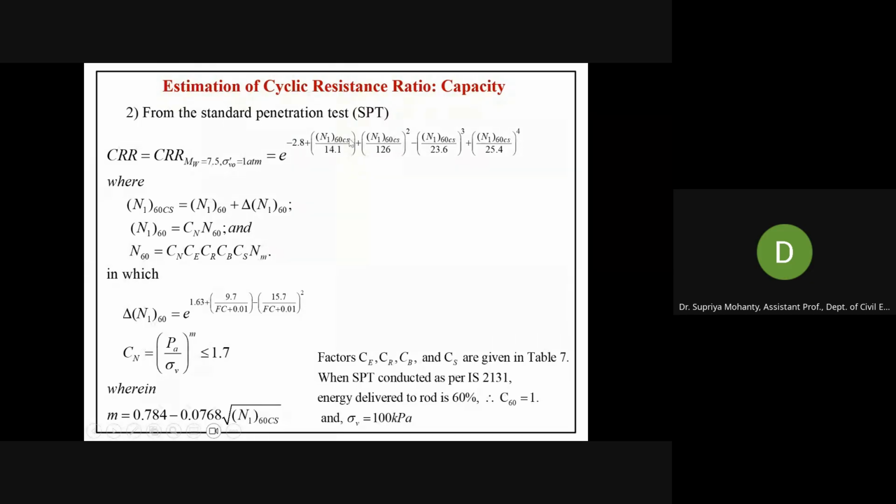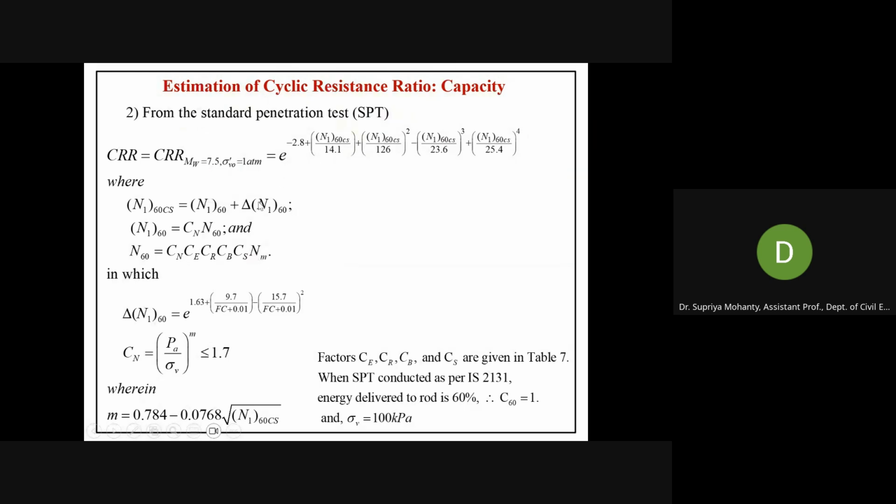Here also the corrected SPT n value after applying fine content correction we need to use. So this N1,60,cs represents the corrected n value after fine content correction, which is the sum of your N1,60 plus del N1,60. N1,60 represents your Cn times N60. Cn is nothing but your overburden pressure correction factor, and N60 represents that at least 60% of energy should transfer from the hammer level to your required depth.